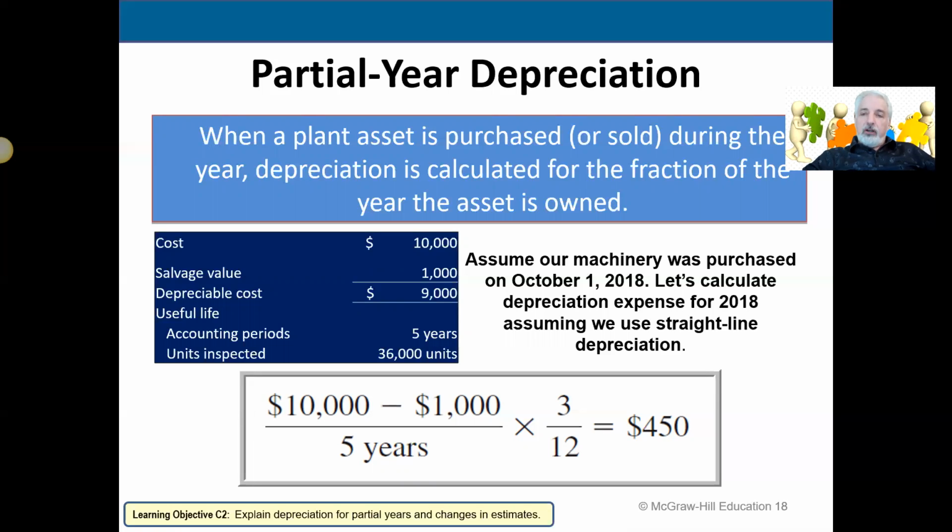The next year's a full year. The next year after that's a full year. The next year after that's a full year, and then a full year. And not the 5th year, but the 6th year is going to be 9 months worth of depreciation to make up for the 3 months taken in the first year.